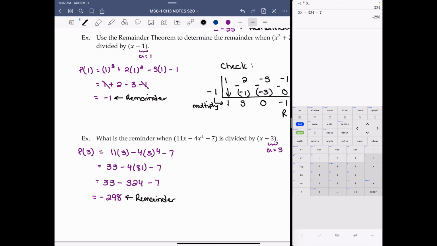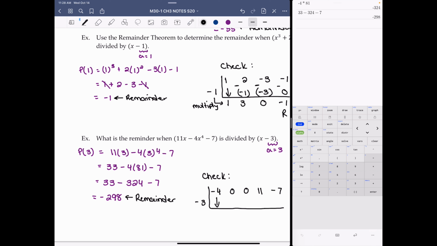And just to make sure, let's check it using synthetic division. Our coefficients have to be in order of highest degree. So the negative 4 would go first for the negative 4x to the 4 term. Then we don't have an x to the 3 term, so that'd be 0. We don't have an x to the 2 term, that would be 0. Our x term is 11x, and then our constant is negative 7. Draw our L shape. Our divisor is x minus 3. When we do synthetic division, we put the sign and the a value, so minus 3.